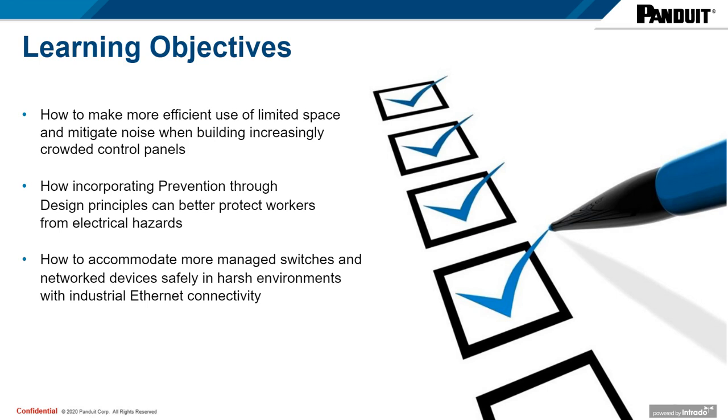The key learning objectives for today's webinar are: 1, how to make more efficient use of limited space and mitigate noise when building increasingly crowded control panels. 2, how incorporating prevention through design principles can better protect workers from electrical hazards. And thirdly, how to accommodate more managed switches and networked devices safely in harsh environments with industrial Ethernet connectivity.